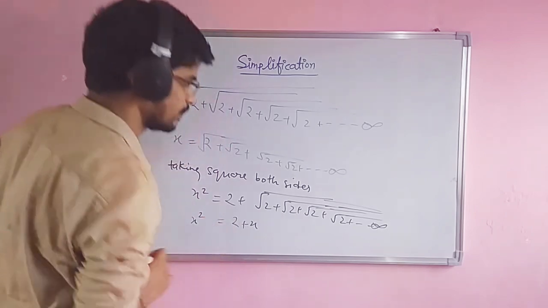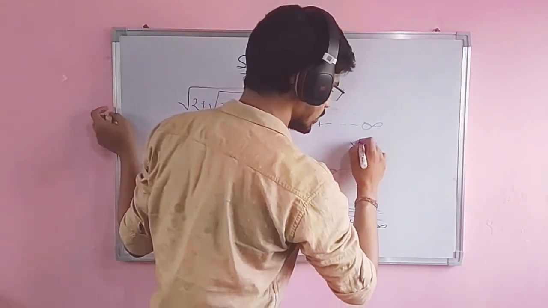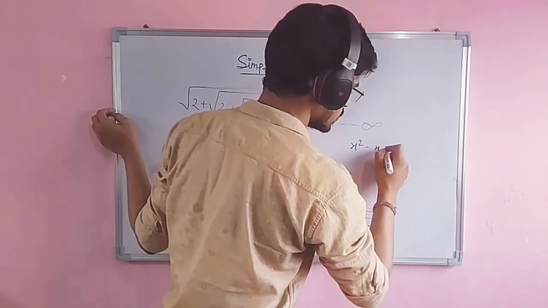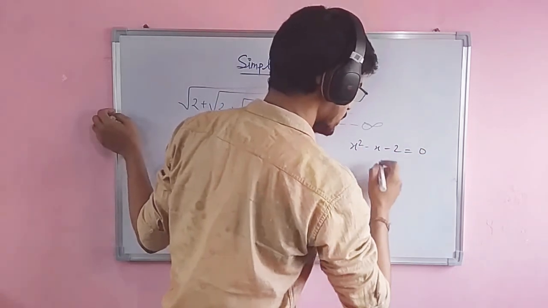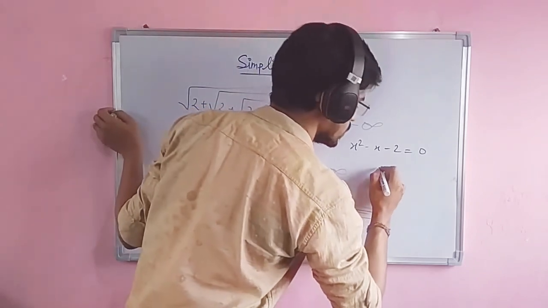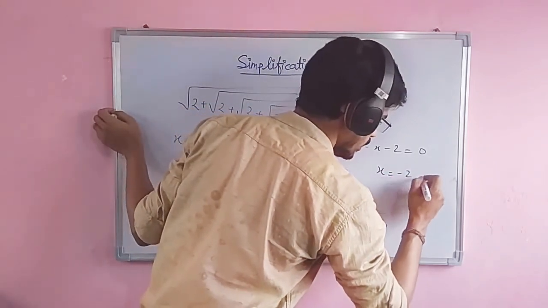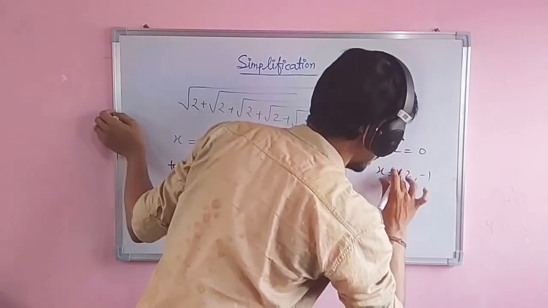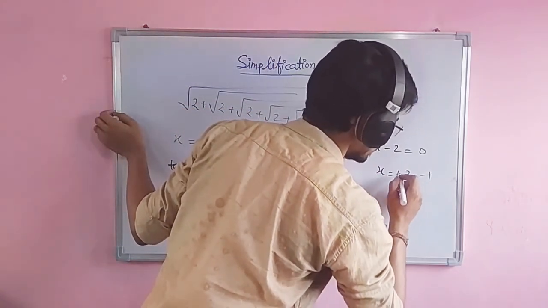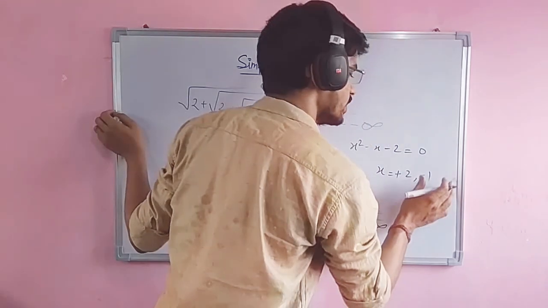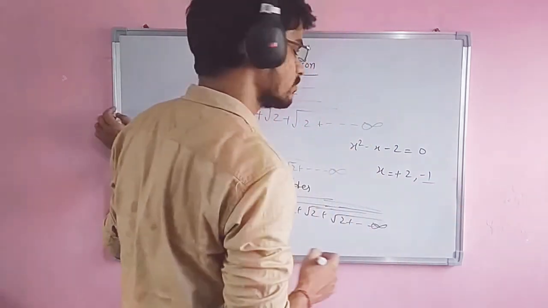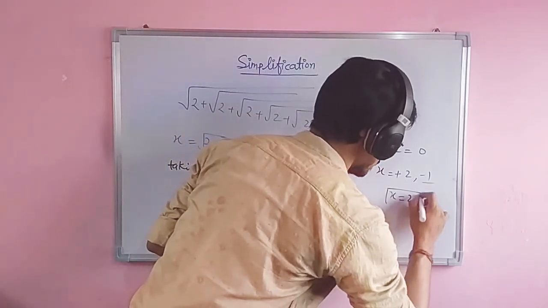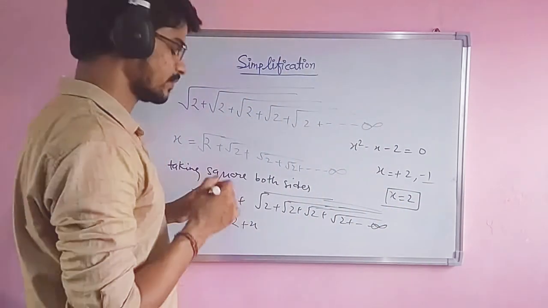Here's x square. Now x square minus x minus 2 is equal to 0. The solution of this equation is x is equal to minus 2 and minus 1. Sorry, the solution of this equation is plus 2 and minus 1. Leave the negative solution, that's why x is equal to 2 is the solution of this equation.